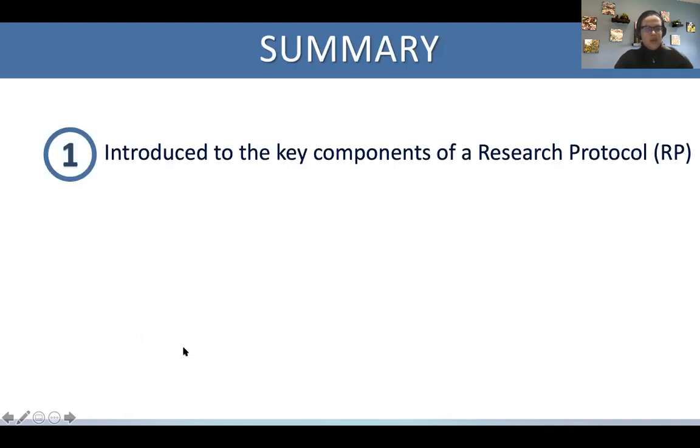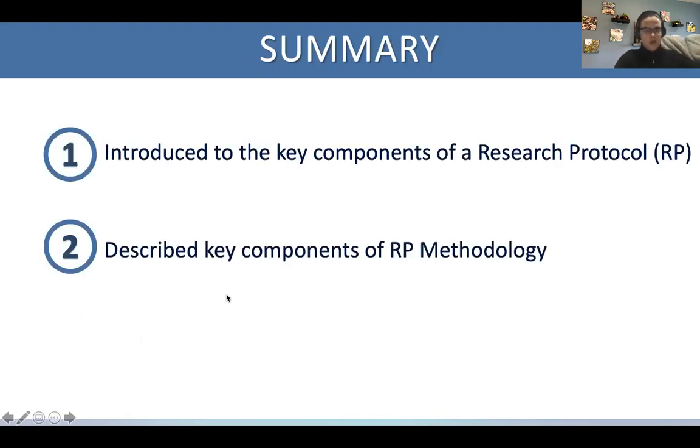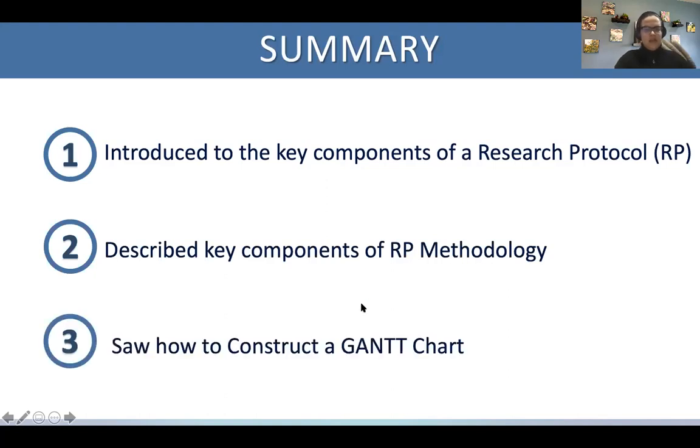So in summary, we've discussed the key components of a research protocol, described key components of research protocol methodology, and seen how to construct a Gantt chart. We will provide an example of a research protocol on Canvas, and we'll work together with our mentorship teams to write the background and introduction for our research protocol in the next week.